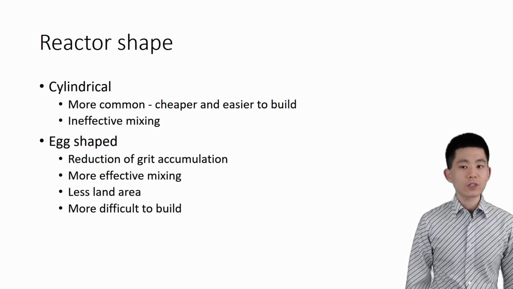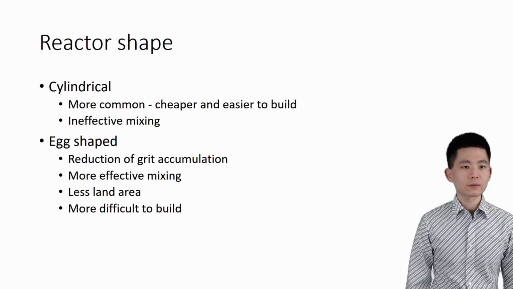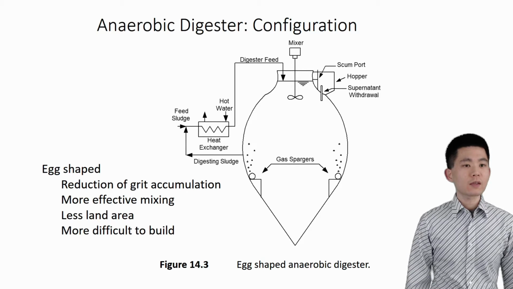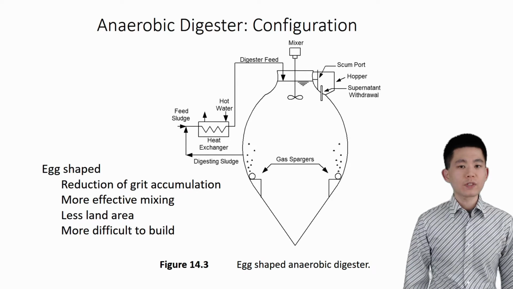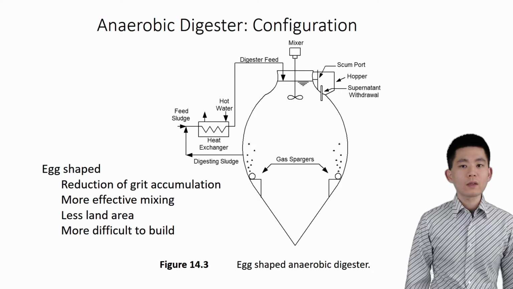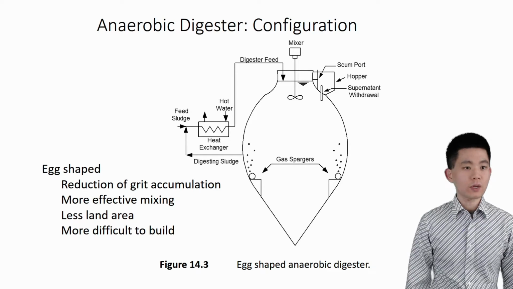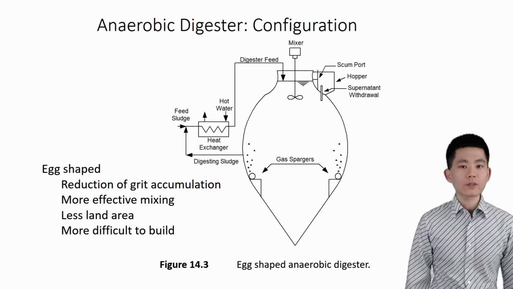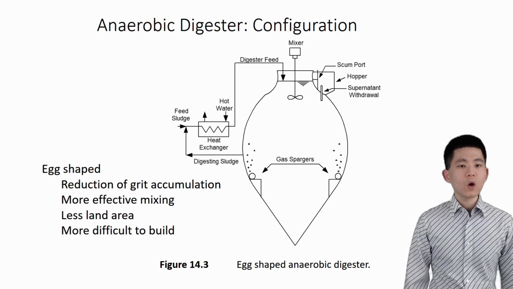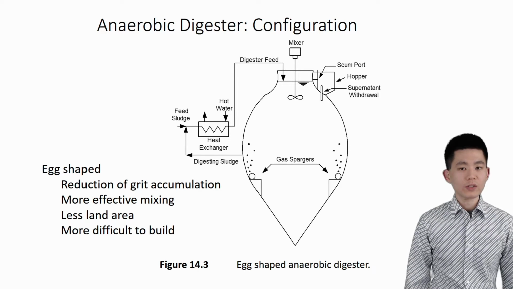Egg-shaped reactors can achieve effective mixing with relatively low energy input due to a superior hydraulic condition. Sand and grit won't accumulate because of its deep cone bottom. Its narrow neck can also reduce grease buildup at the liquid surface. And this shape requires less land area, but it is also costly and difficult to construct. Only a few companies can construct large-sized egg-shaped anaerobic digesters.